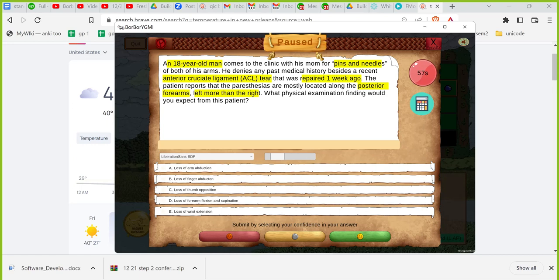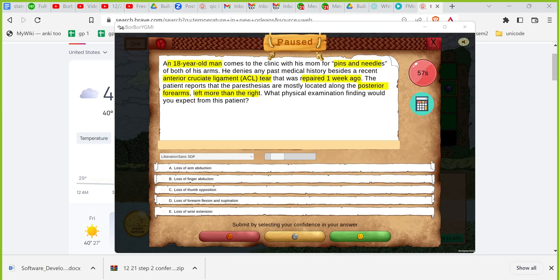So if it's the posterior forearms that you're having paresthesia, the posterior forearm sensory is provided by your posterior interosseous nerve. Okay. And your posterior interosseous nerve comes off of your radial nerve. Yes, the radial nerve. That's what we're about. Right? And so, what else does your radial nerve do? And that's what they're really asking.